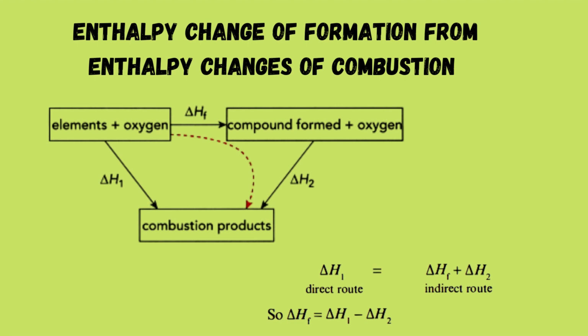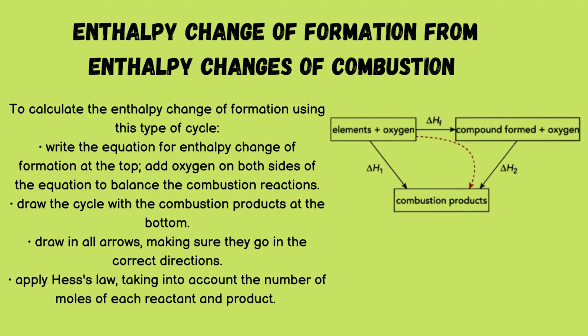Direct route is there, and indirect route is also shown there. So delta H formation equals delta H1 minus delta H2. To calculate the enthalpy change of formation using this type of cycle, write the equation for enthalpy change of formation at the top. Add oxygen on both sides of the equation to balance the combustion reactions.